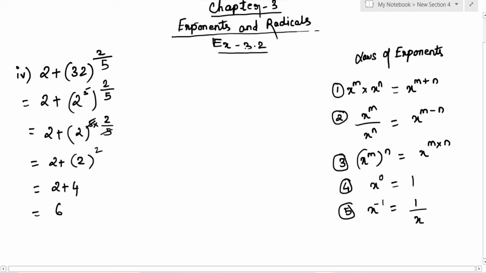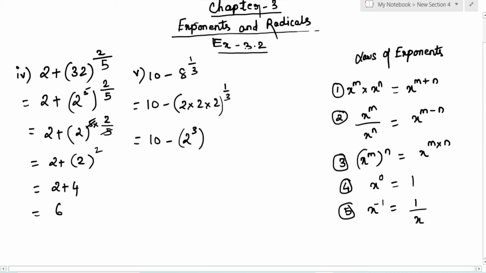Now coming down to the fifth part, that is 10 minus 8 to the power 1 by 3. So that is equal to 10 minus 8, where 8 can be written as 2 twos are 4, 2 twos are 8, whole to the power 1 by 3. So that can be written as 10 minus the cube of 2 to the power 1 by 3. When you are having power to the power it is going to multiply. That is 3 into 1 by 3. 3 and 3 are going to cancel and this will become 10 minus 2. And 10 minus 2 is 8.